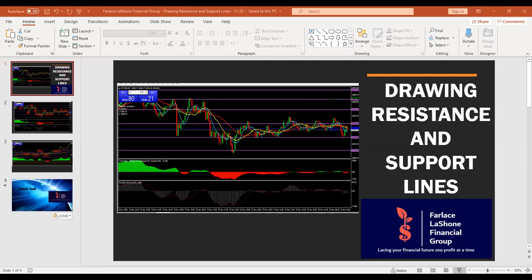Share my screen right quick. Okay, this is going to be, like I said, a really quick video of how I map out and draw my resistance and support lines, whether it's the indices or cryptocurrencies or any type of entity that I'm trading. I always do this first. That way I kind of have an idea where the market is going.